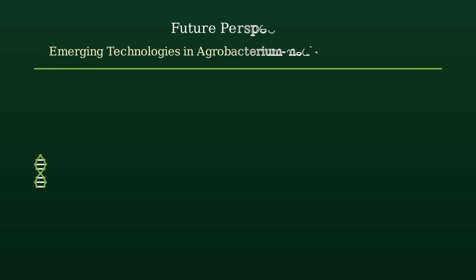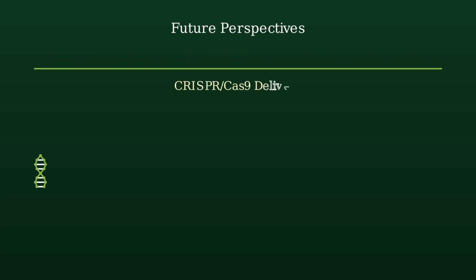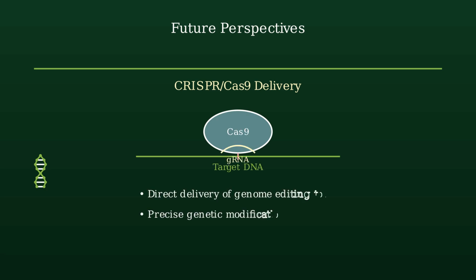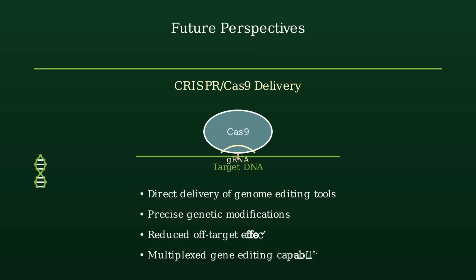As agrobacterium-mediated transformation continues to evolve, several emerging technologies are poised to revolutionize this cornerstone of plant biotechnology. Integration of CRISPR-Cas9 delivery through agrobacterium enables precise genome editing within the transformation process. This approach allows researchers to deliver editing machinery and make targeted genetic modifications with reduced off-target effects.